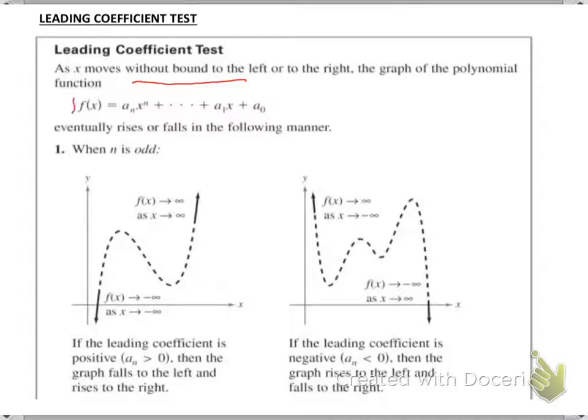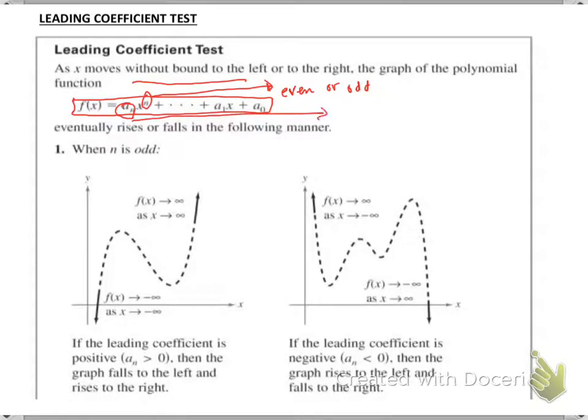When you have your polynomial function, it really just depends on looking at the largest degree. So look at the degree, because it might not be in descending order. You look at this value here, and you look to see if n is even or odd. And then you look at the coefficient in front of your leading term to see if it's positive or negative.